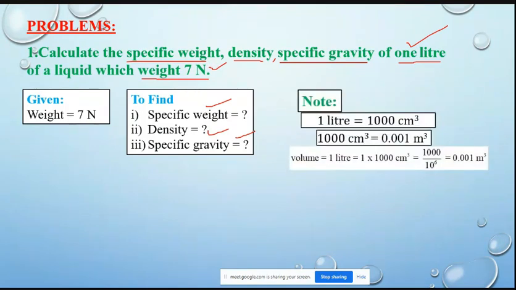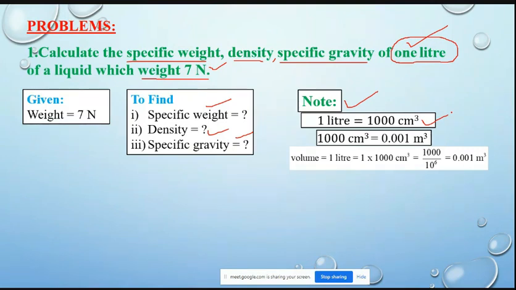Okay, so you have to convert the units into the required units. So the unit conversion is that we are having a volume of 1 liter of liquid. So the unit conversion should be in meter cube because it is a volume. So you have to convert the volume into meter cube. So this is our unit conversion. So you have to make a note of this.